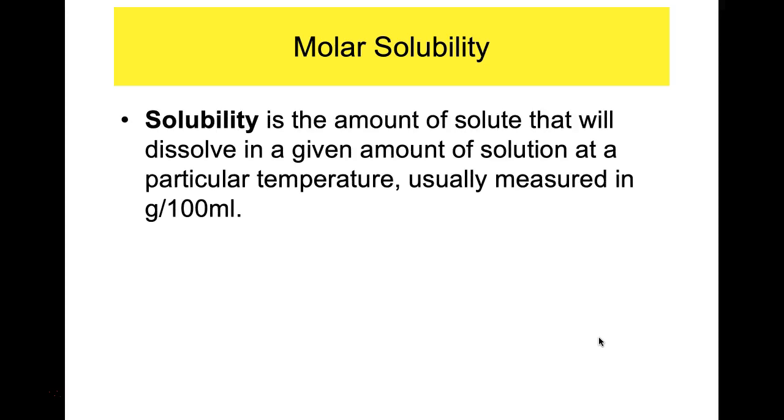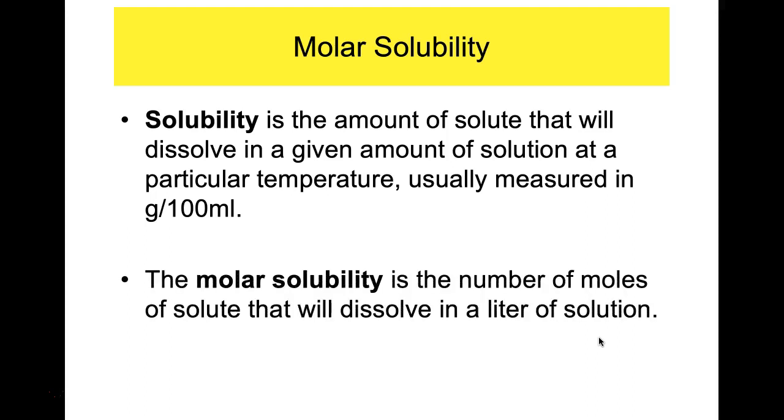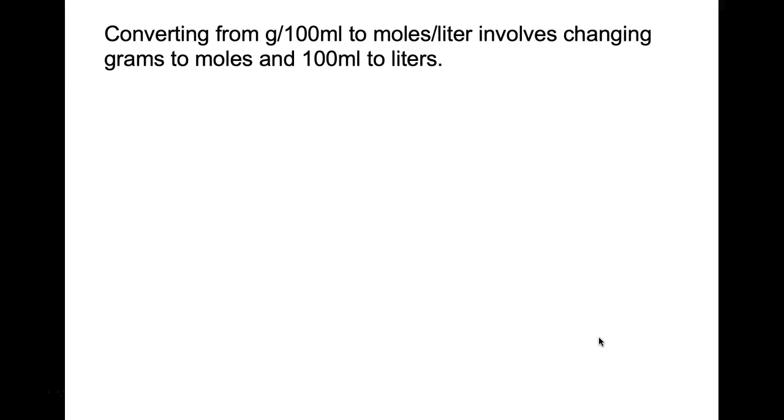Solubility is the amount of solute that will dissolve in a given amount of solution at a particular temperature, usually measured in grams per 100 milliliters. Molar solubility is the number of moles of solute that will dissolve in a liter of solution. Converting from grams per 100 milliliters to moles per liter involves changing grams to moles and 100 milliliters to liters.